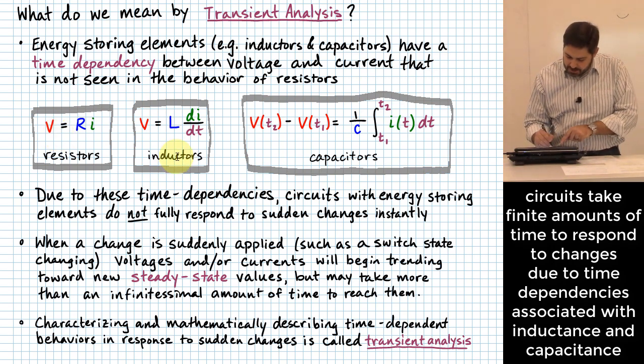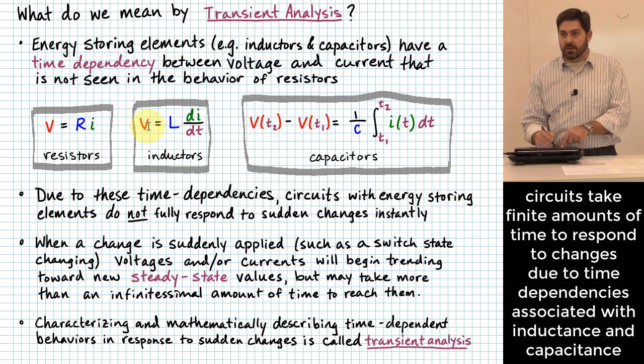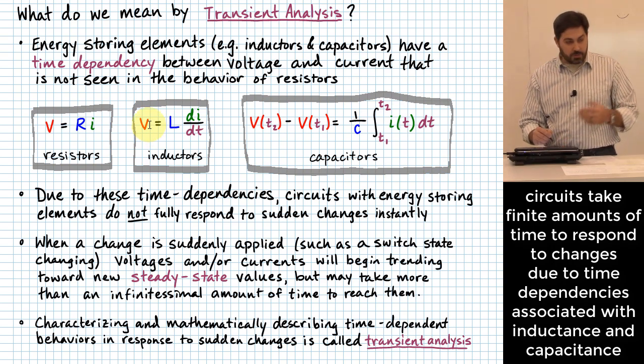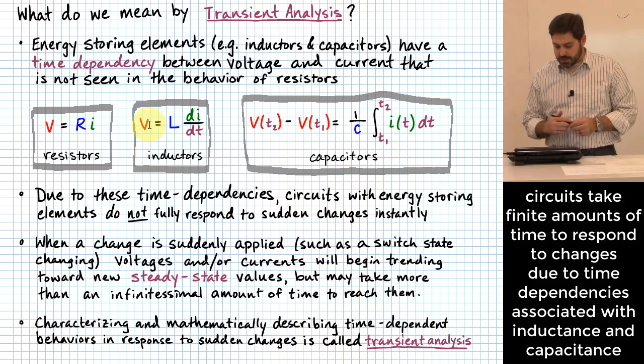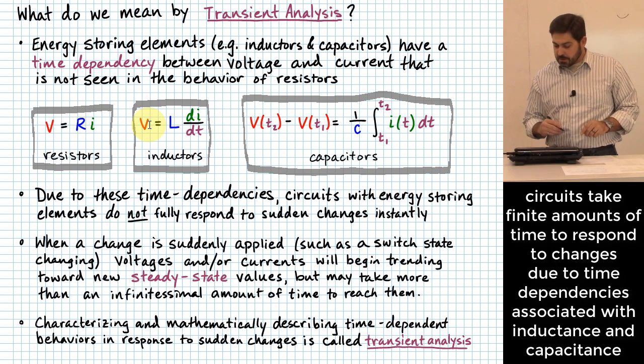But with inductors and with capacitors, if you make a change, let's say in a current value, then what you really have is that it's the time rate of change of current that affects the voltage across that inductor. So there's this time element that has come in when you look at the relationship between voltage and current in an inductor. The same is true for the relationship between voltage and current in capacitors.